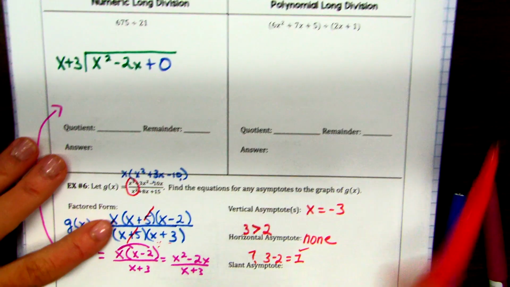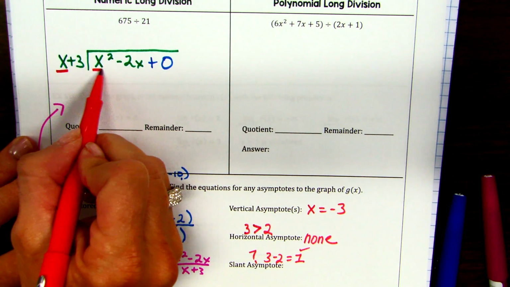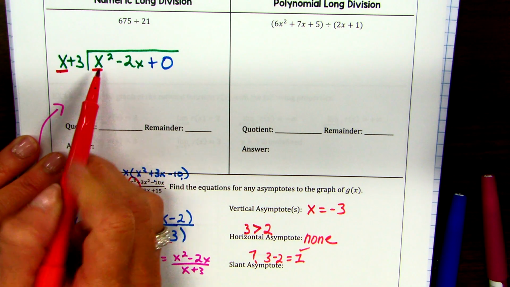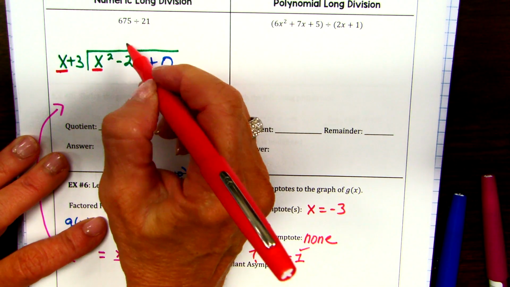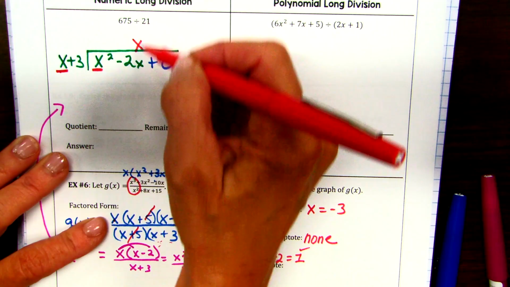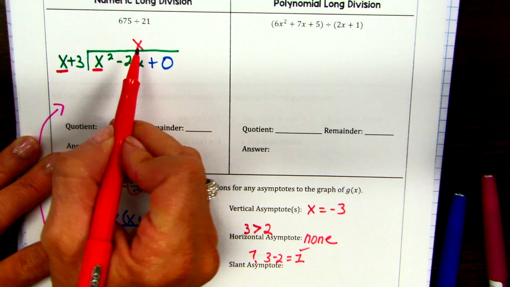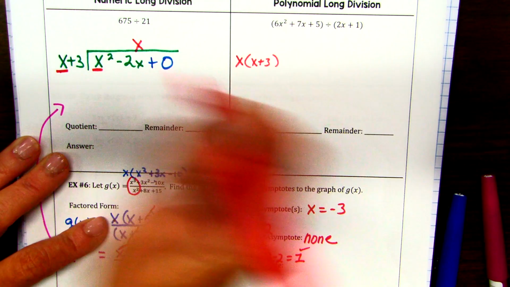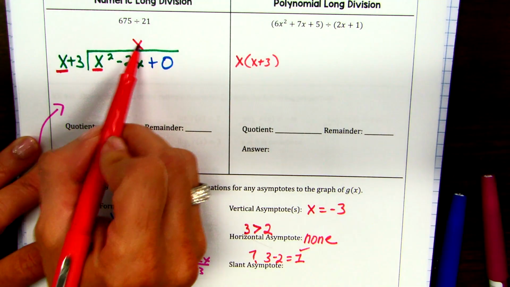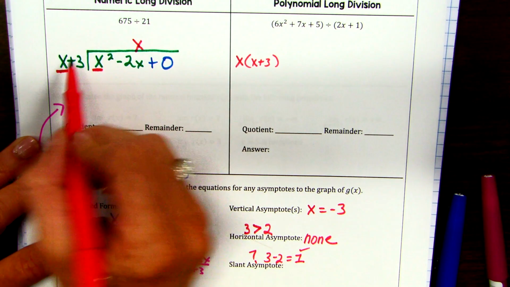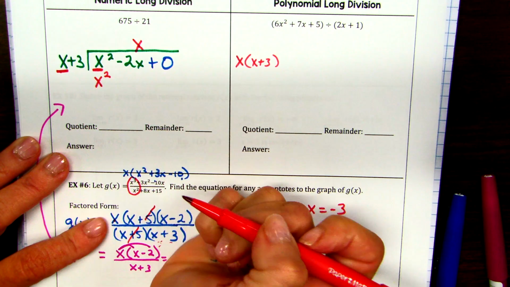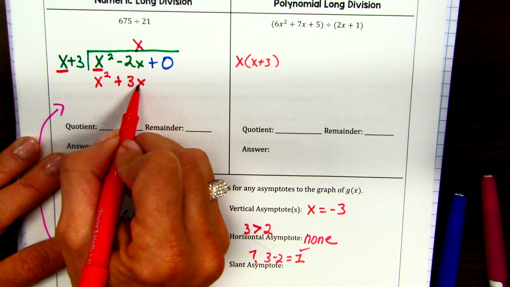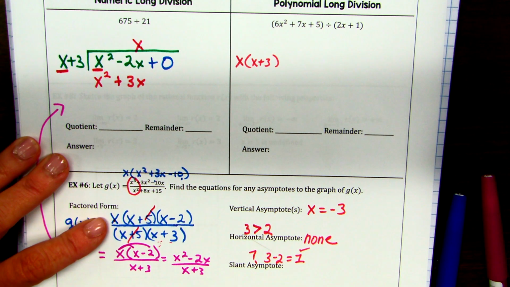And remember how to start with the first terms. You're asking yourself, what times x gives you x squared? And that would be x, right? X times x. So remember, where you place it is important, lined up with the other x's. And what I'm going to do here is x times x plus 3. So whether you write it and show it or do it in your head, doesn't matter, but that's what I'm doing. X times x plus 3. So x times x is x squared, and x times 3 is positive 3x. Are we writing this down, everybody?